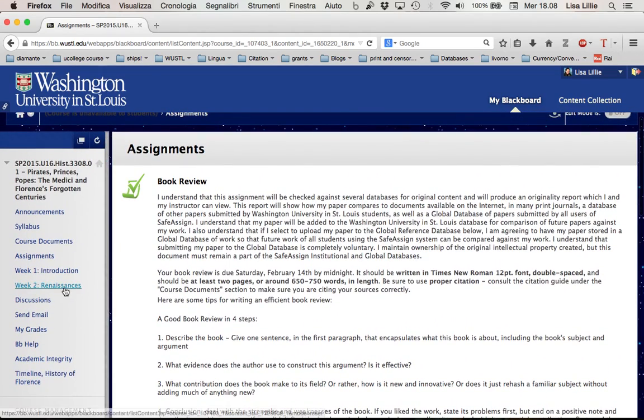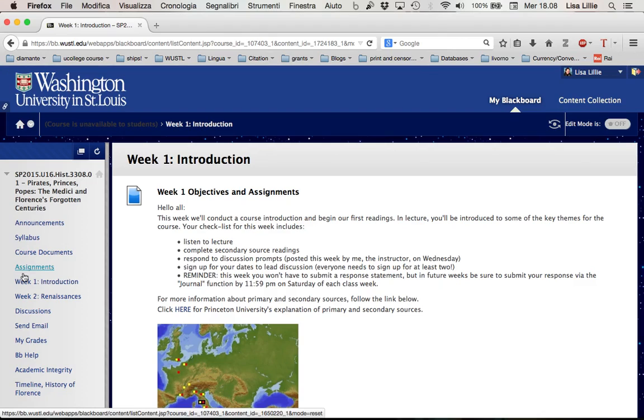Going back up, under assignments, you'll find our weekly modules. If you click here, you'll see all the information you'll need for that week, including our objectives and assignments, which will always have a bullet-pointed list of the things that you need to do for that week, which tend to be essentially the same each week. So listen to lecture, do the readings, contribute to the forum, and then provide your weekly reaction statement by midnight Saturday of each week.